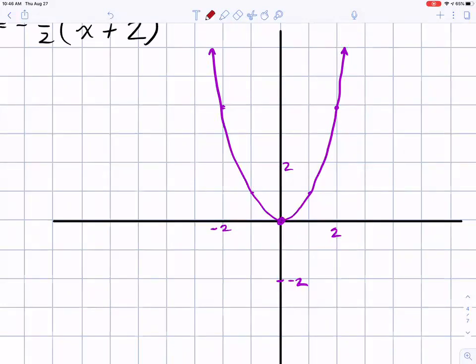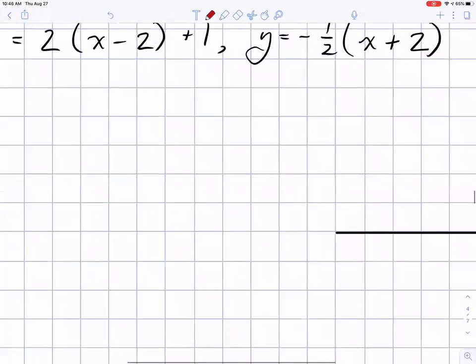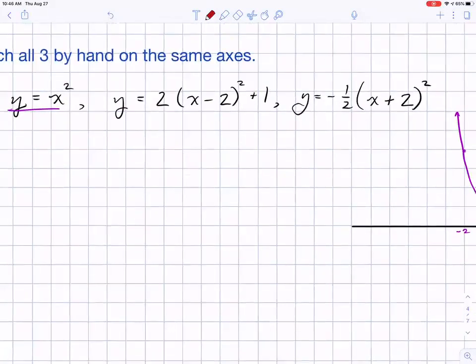All right, so in these last few minutes, let's get a description for that middle guy. Just tell me in words, how is this kid messing with the original parent? What's one thing? What kind of a stretch? A vertical stretch by 2. That's important. What else? To the right 2, and then lastly, up 1.